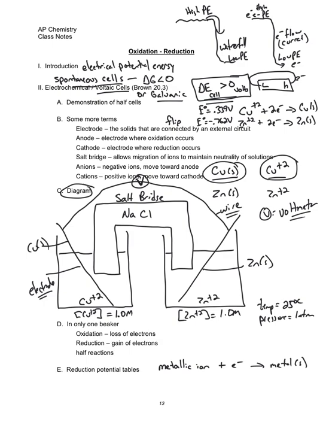0.762 volts. On the copper side, what I have happening is copper ions becoming copper solid, and therefore this is the side where we have reduction taking place. On the zinc side, we have the zinc solid becoming zinc ions and 2 electrons. This is the oxidation side.